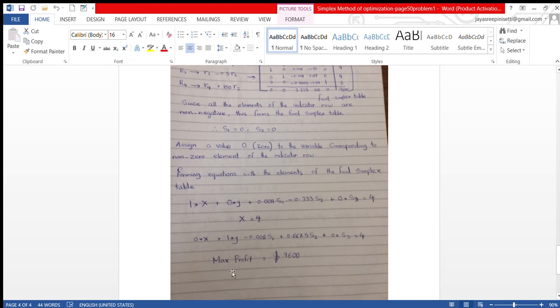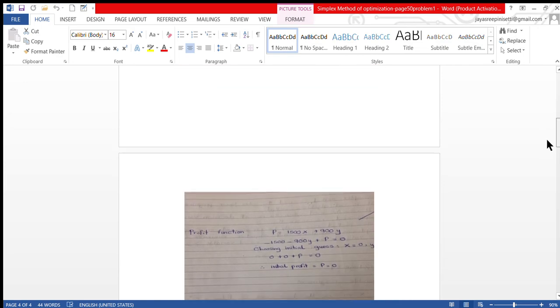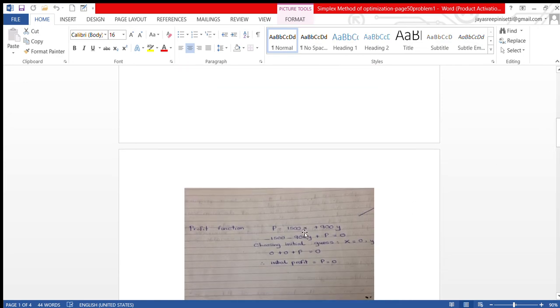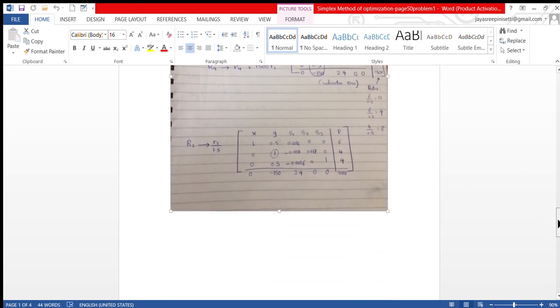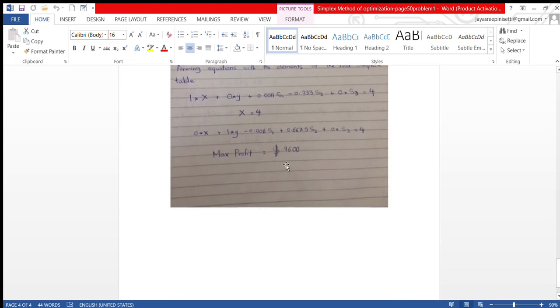So the maximum profit, how do you get that? This one. The maximum profit here is $9,600. Another way to find the maximum profit is to substitute x and y in the profit function, as I said before. In this profit function, substitute x equal to 4. 1500 times 4 is how much? 6,000, and 900 times 4 is 3,600. So the profit is 9,600. Both should give the same value, and when you substitute x and y in the profit function, both should be the same. That is the cross check for your answer. The maximum profit is 9,600.